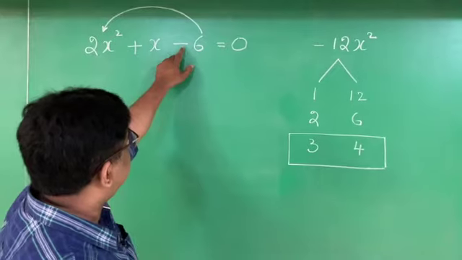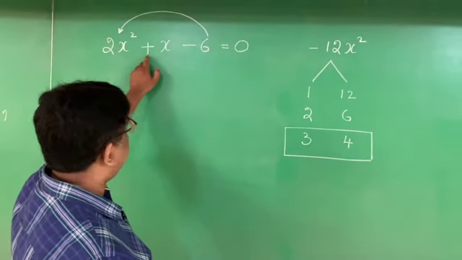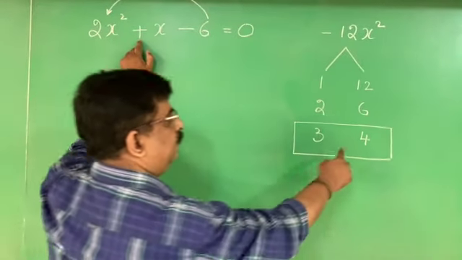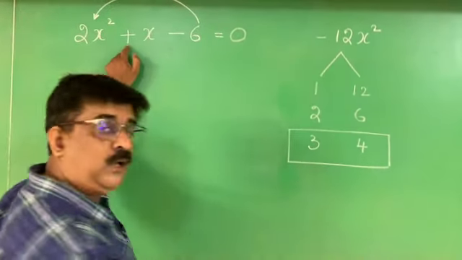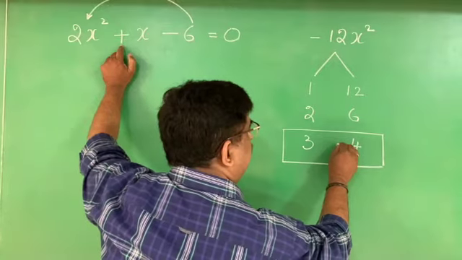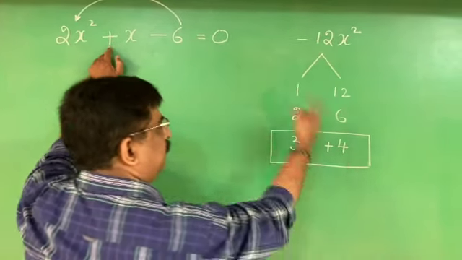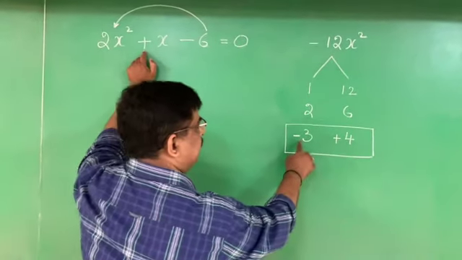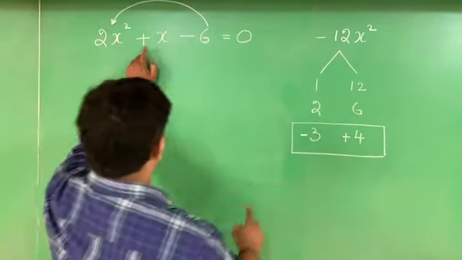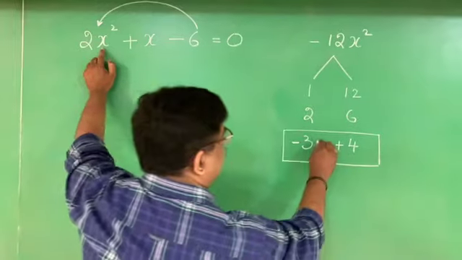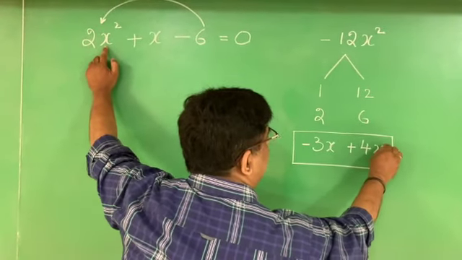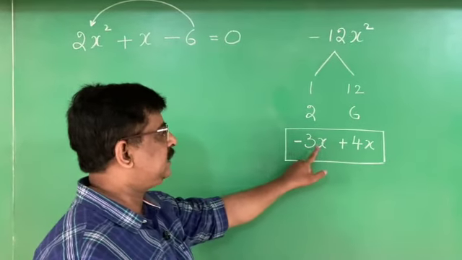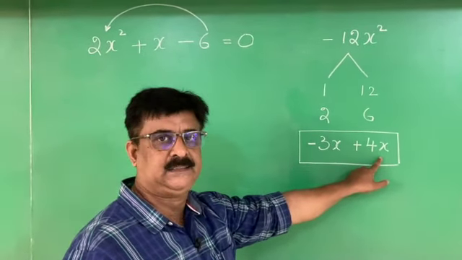Since it is subtraction, the sign of the linear term is to be given for the bigger number. Which is the bigger number? Out of 3 and 4, 4 is the bigger number. I write plus for the 4. Opposite of plus sign is minus for the 3. Therefore, it is minus 3 plus 4. Which is the variable here? X. Therefore, this is the middle term. Plus x is split into minus 3x plus 4x.